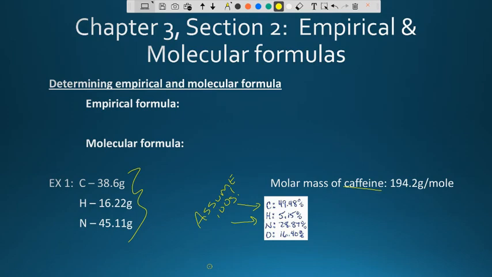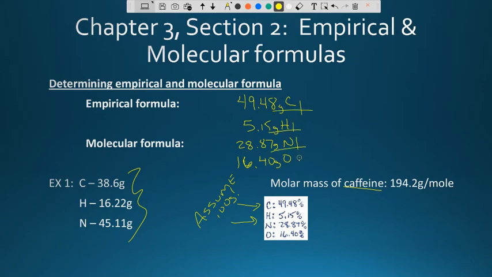That's going to make our life easier because if I have 100 grams of the sample, then I have 49.48 grams of carbon. I have 5.15 grams of hydrogen. I have 28.87 grams of nitrogen. And I have 16.40 grams of oxygen. Now it's the same game.